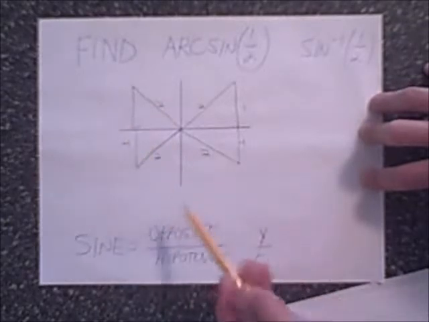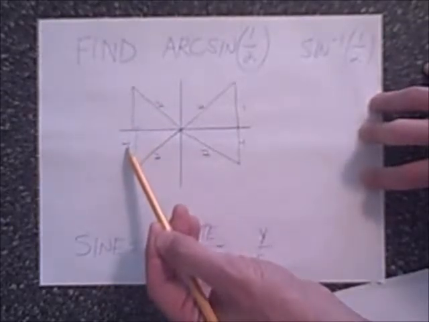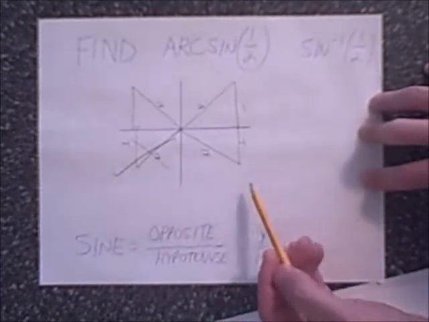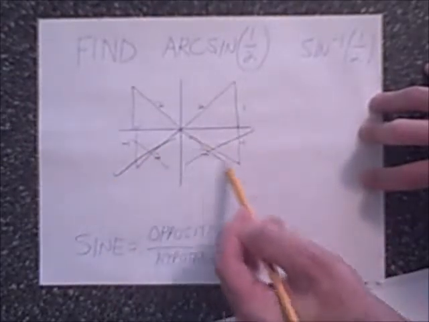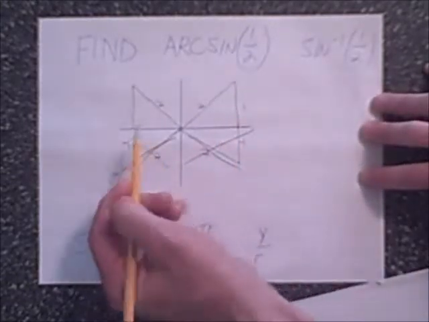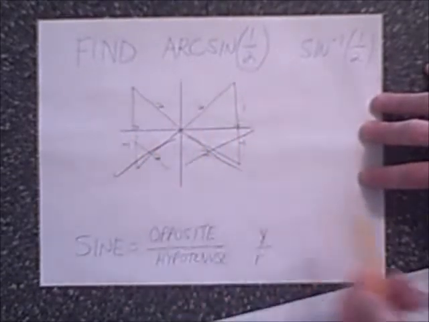Opposite over hypotenuse, this is a possibility. This one is negative, so we can eliminate this quadrant. And this one is negative, and we can eliminate this quadrant. So what are we left with? We're left with these 2 triangles. So of course the next step is, what are these values?